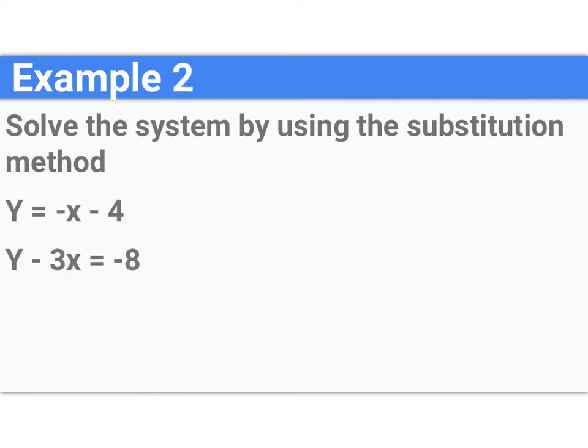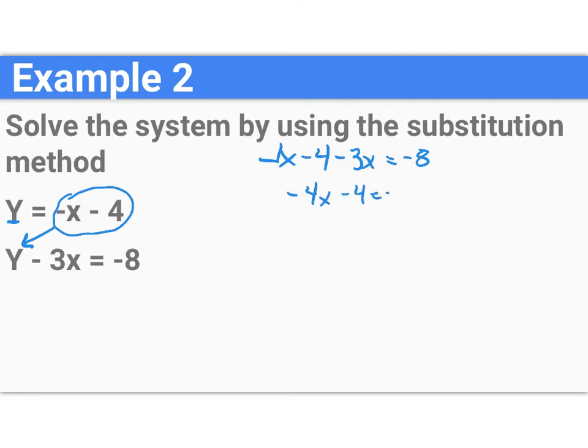Okay, now let's look at number 2. You get y equals negative x minus 4 and y minus 3x equals negative 8. I'm going to take the first one, and why? Because the y is by itself. In the second equation the y is not by itself. You would have to add 3x to both sides, and then you could set them equal to each other. But since the y in the first equation is by itself, I'm going to stick it in there. So what do I have? Negative x minus 4 minus 3x equals negative 8. So I get negative 4x, because there's one x right there, minus 4 equals negative 8.